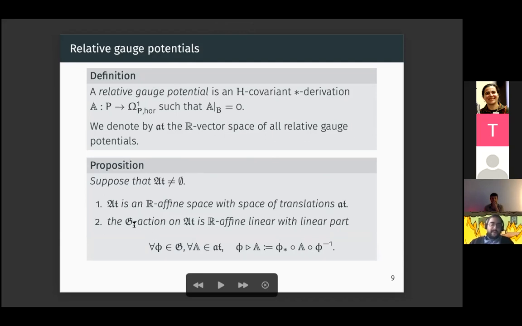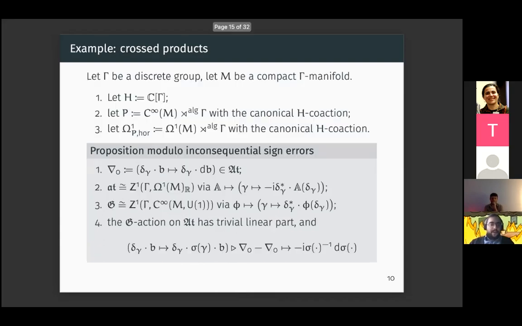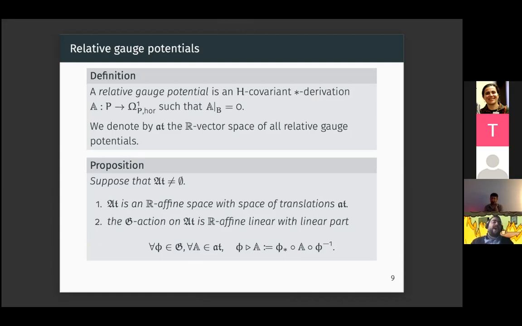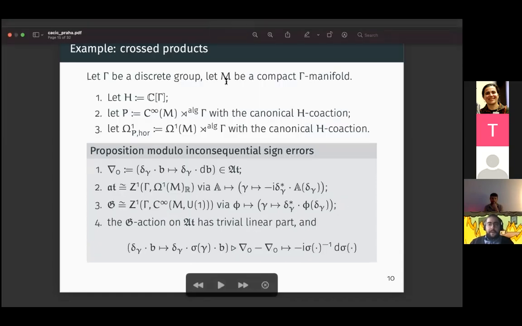And then this gauge action on the space of gauge potentials is going to be affine linear, with linear part the obvious action on the space of relative gauge potentials. So to illustrate, this is all kind of banal, but let me give you a quick example. Nothing earth-shattering here, but worth thinking about.